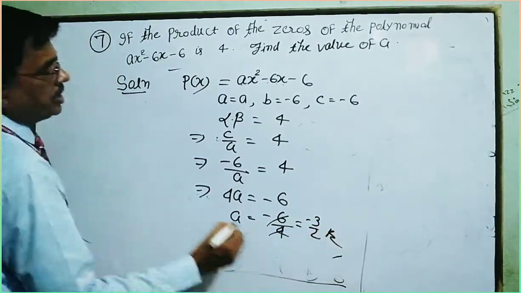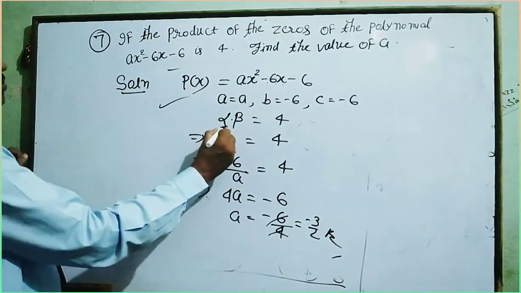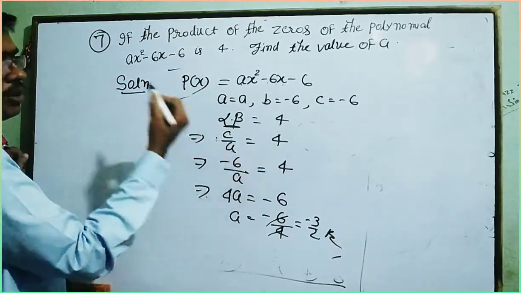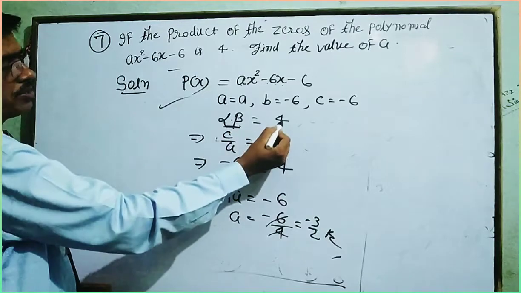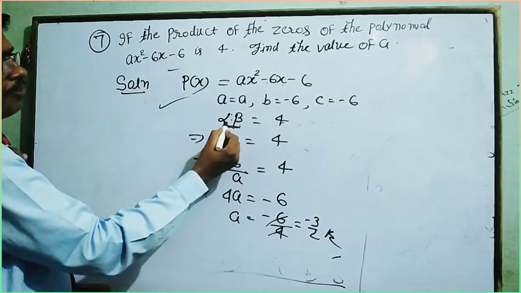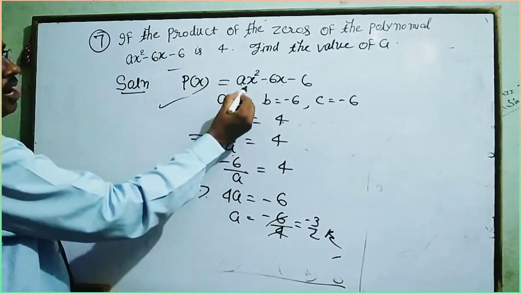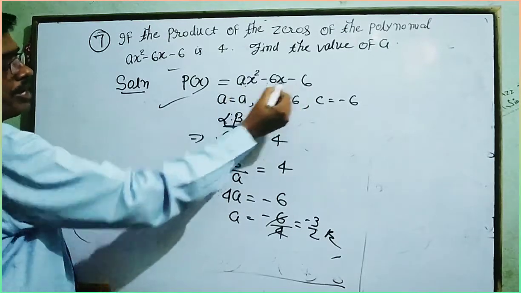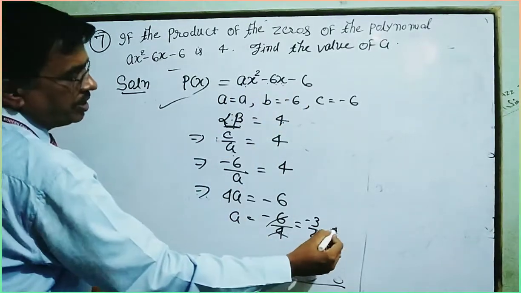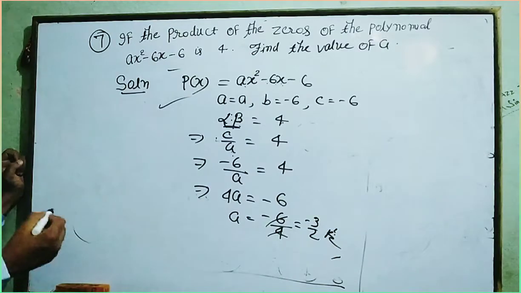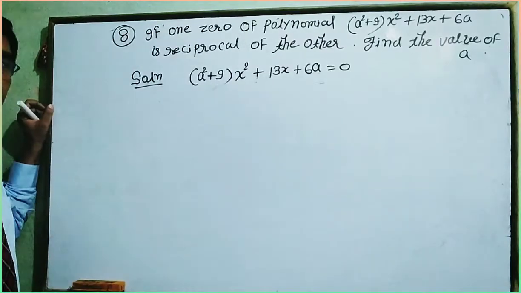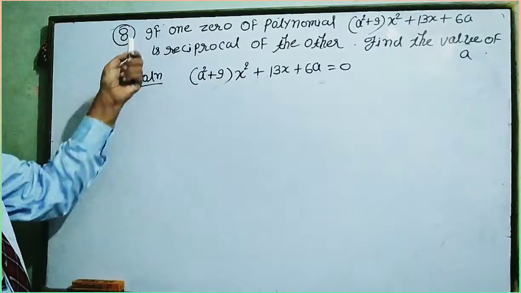It is your answer. In your question only the product is given and we need the value of a. So you write product is 4, and the formula is product of the zeros is c by a, and from here you write c by a and you get your solution, that is minus 3 by 2. It is the value of a. The next question number 8.